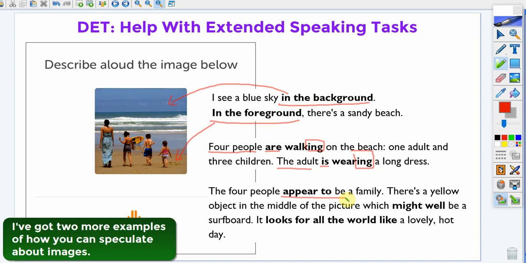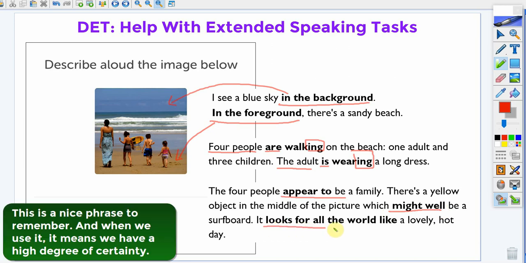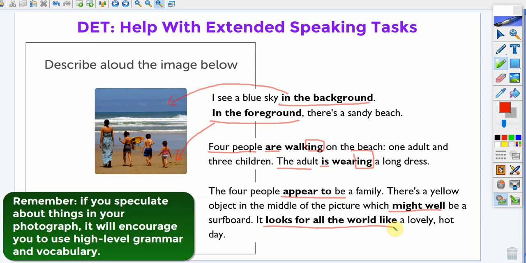I've got two more examples of how you can speculate about images. This is a nice phrase to remember, and when we use it, it means we have a high degree of certainty. Remember, if you speculate about things in your photograph, it will encourage you to use high-level grammar and vocabulary.